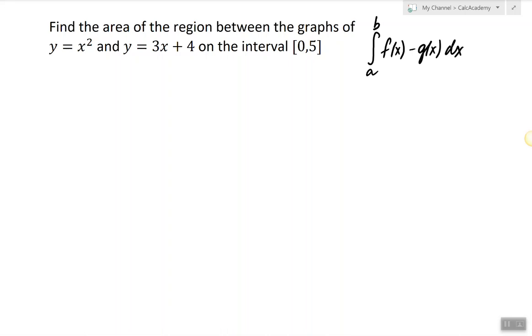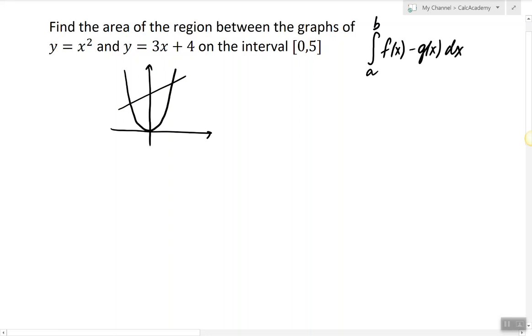So in order for us to find the area between the two graphs, we first have to figure out the intervals on which the one function is above the other one. So to do that, we have to first sketch the graph just to see what's going on. The graph of y equals x squared looks like this. The graph of a linear function with a positive slope and positive y-intercept looks something like this.